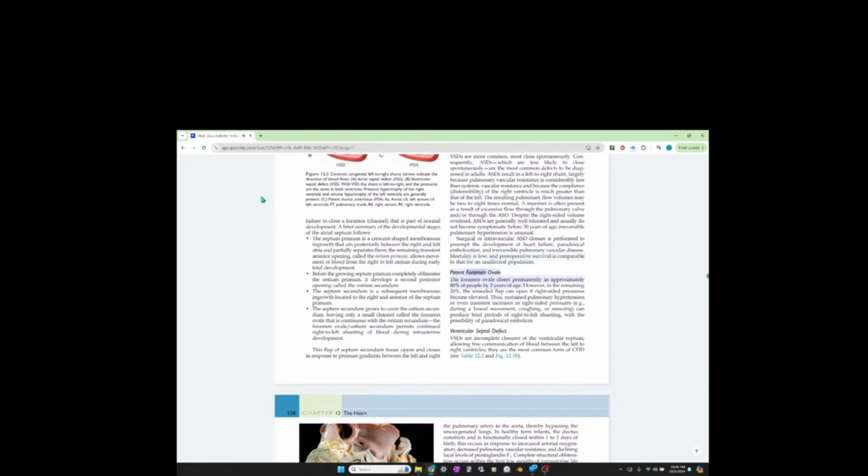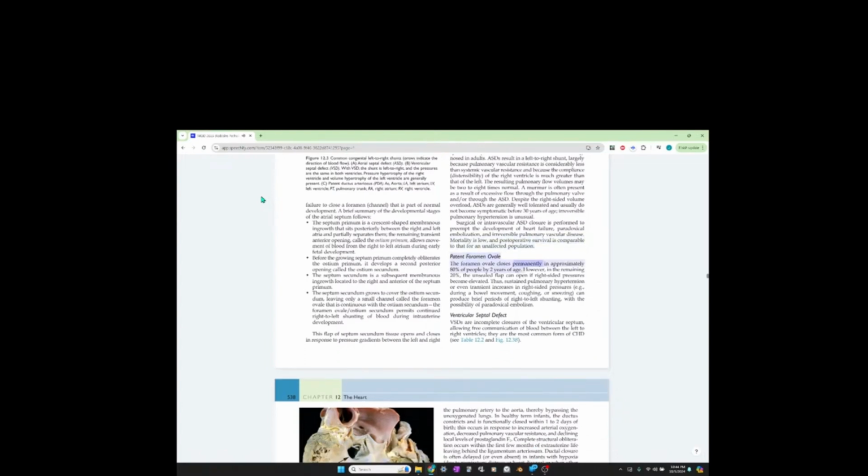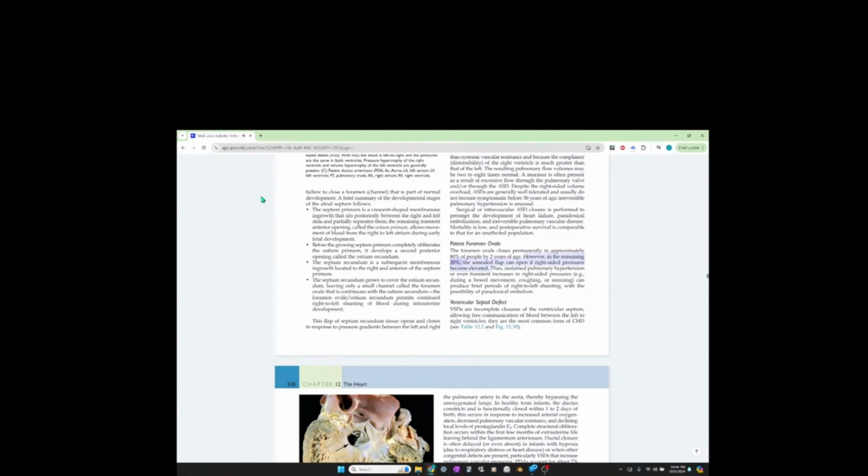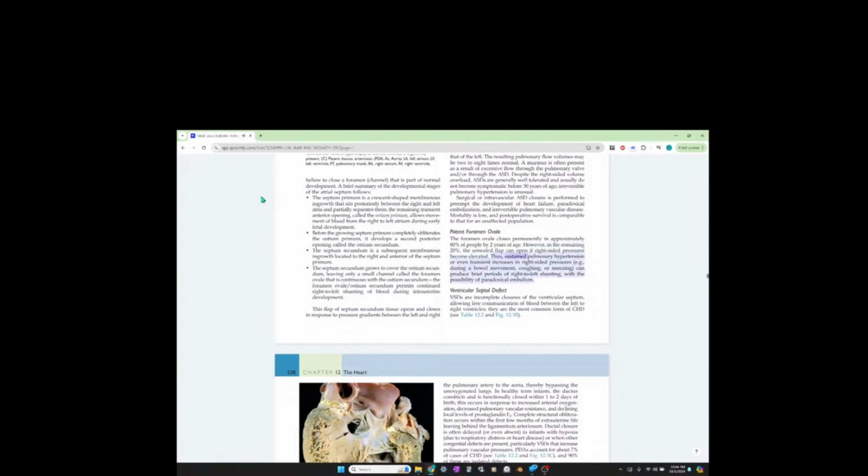Patent foramen ovale. The foramen ovale closes permanently in approximately 80% of people by 2 years of age. However, in the remaining 20%, the unsealed flap can open if right-sided pressures become elevated. Thus, sustained pulmonary hypertension or even transient increases in right-sided pressures can produce brief periods of right-to-left shunting, with the possibility of paradoxical embolism.